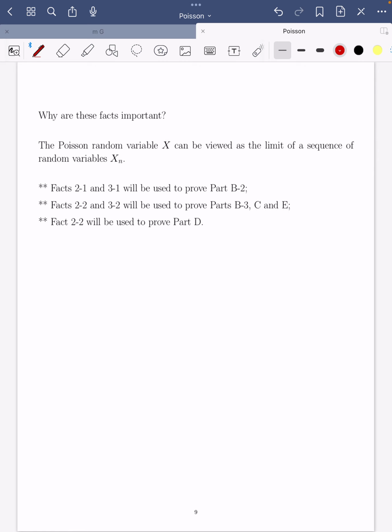So why are these facts important? A Poisson random variable can be viewed as the limit of a sequence of random variables xn. So we can use fact 2.1 and also 3.1 to prove part B2, and also use fact 2.2 and also 3.2 to prove part B3, and also C, D, and E. And this fact 2.2 will be used to prove part D in the next several videos.